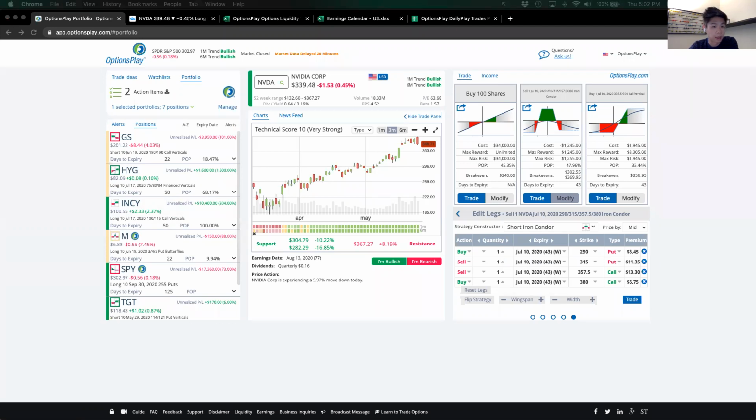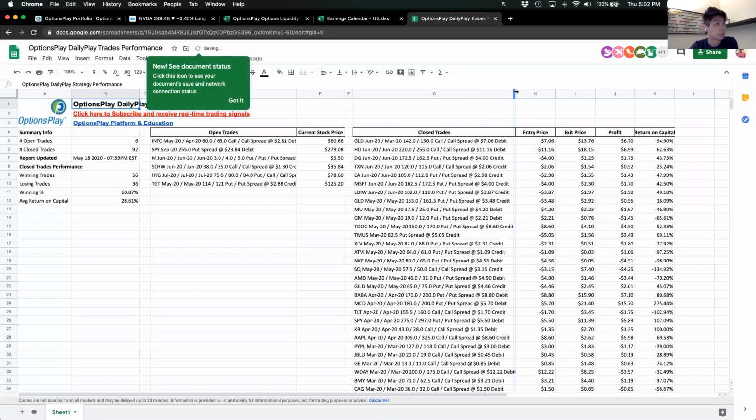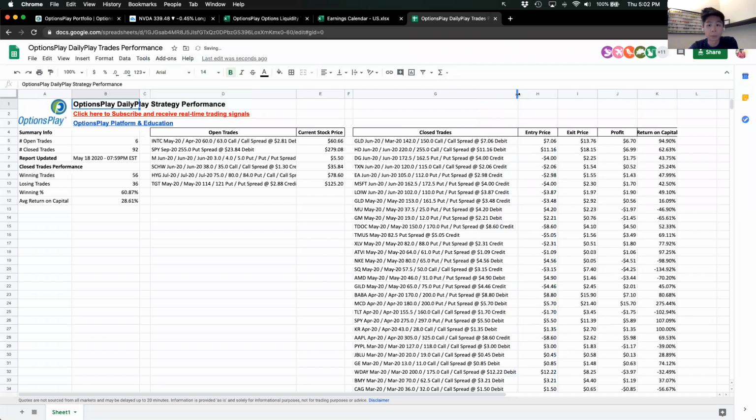Kelvin is asking, could you please explain the average return on capital on the OptionsPlay strategy performance sheet? Is it monthly, year to date? What is the time frame? So Kelvin is referring to this spreadsheet that you can access, published with your daily play emails that are sent out to you every single morning. I think he's asking, how do we calculate this return on capital? The return on capital is simply based on the amount that you invested, meaning the capital requirement that it took you to get into the trade, and how much you got out of that trade. So it's not annualized. It is not over a specific time frame. It's only over the time frame of that specific trade.